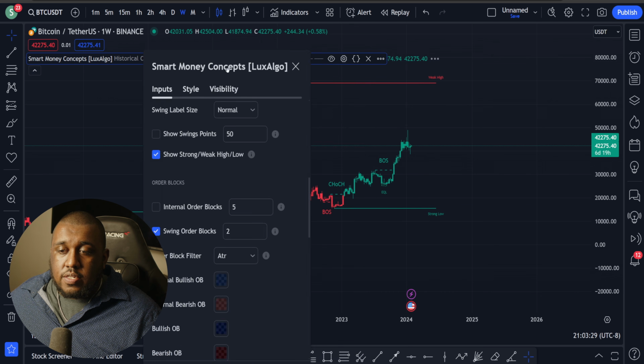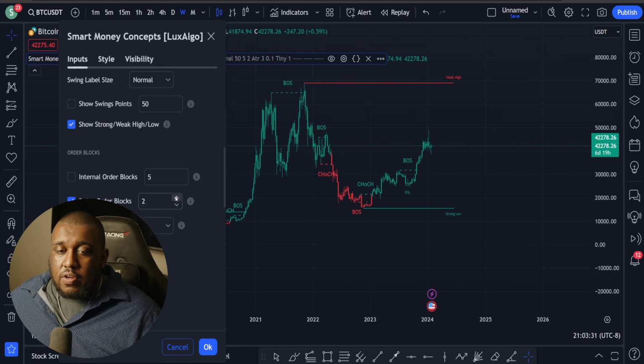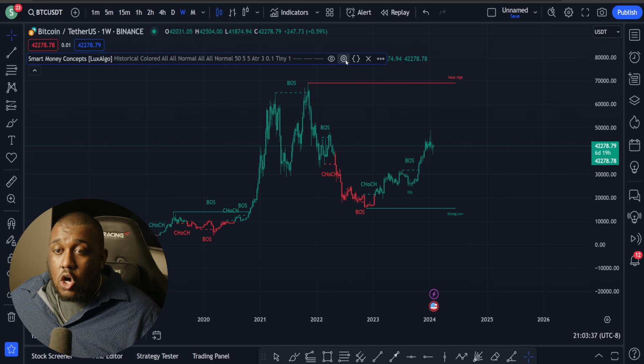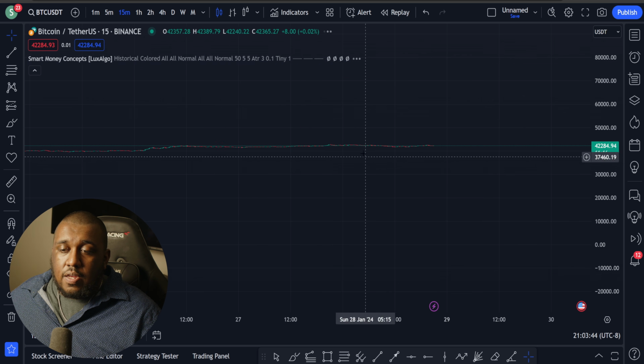the internal order blocks, you're not going to really see much stuff here. If I go back to 5, maybe it'll add some more stuff on here, but typically on those longer time frames, you're not going to see all too much. This is for more of you guys that are looking for those strong levels of support on the 15 minute to 4 hour charts.